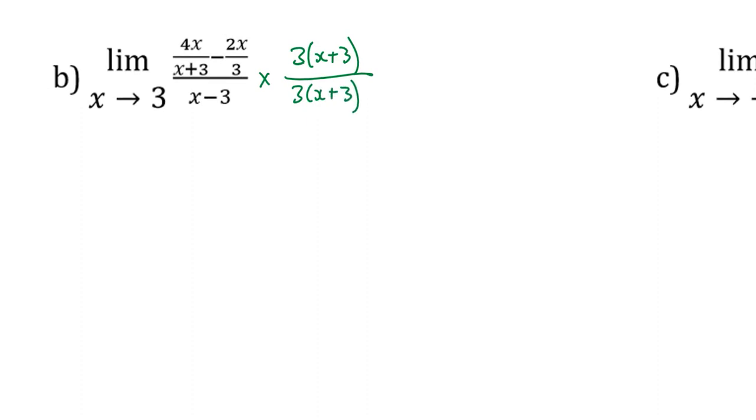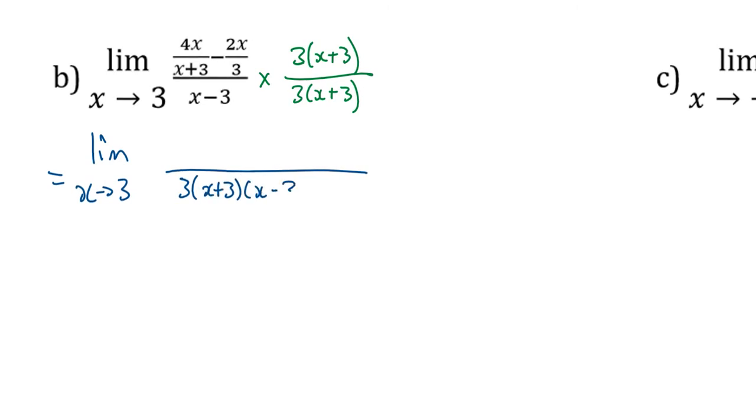Okay. And so that means on the bottom, I'm going to do that first, I get 3 times x plus 3 times x minus 3. Okay, so all of those multiplied together. Now when I do 4x over x plus 3 times this, the x plus 3's are gone, and it's just 4x times 3, so I get 12x.